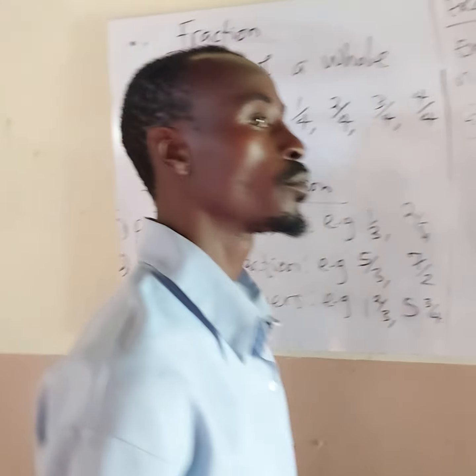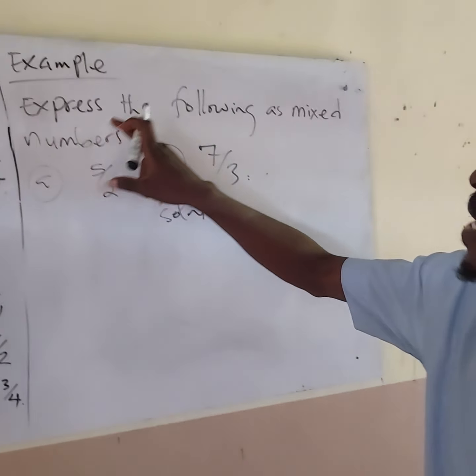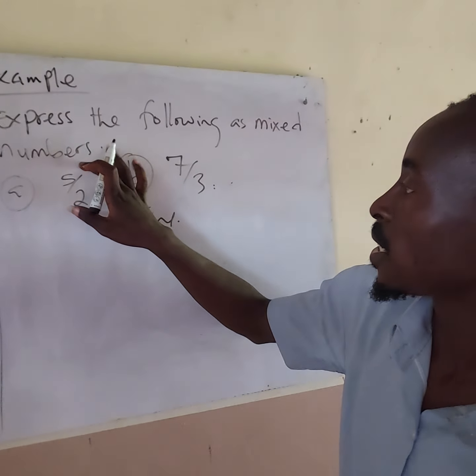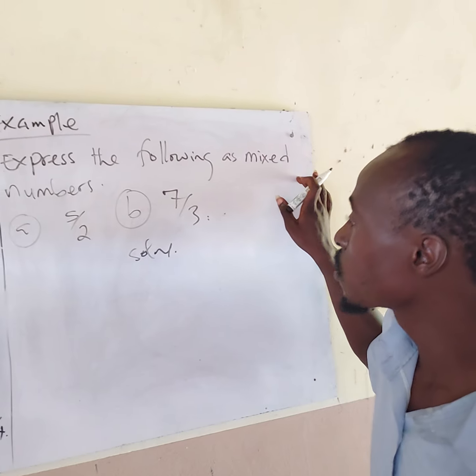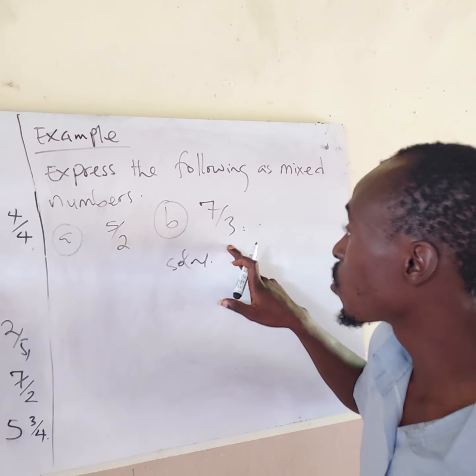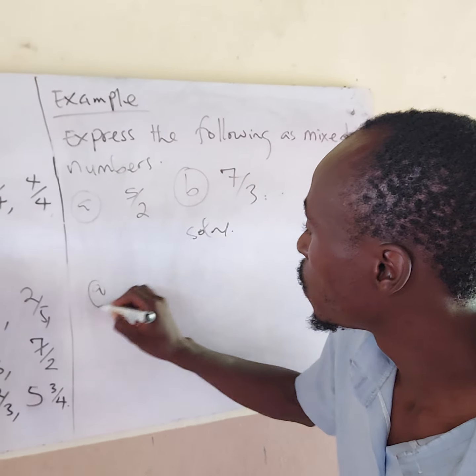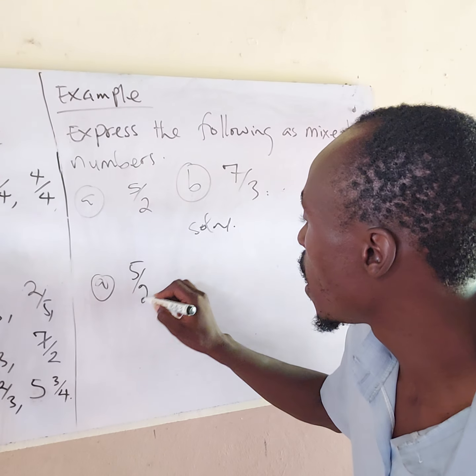We have an example to look at. In this example, it says express the following as mixed numbers. I will solve A and you will solve B, and I will see the answer in the comment section. Now look at A. You have 5 all over 2.